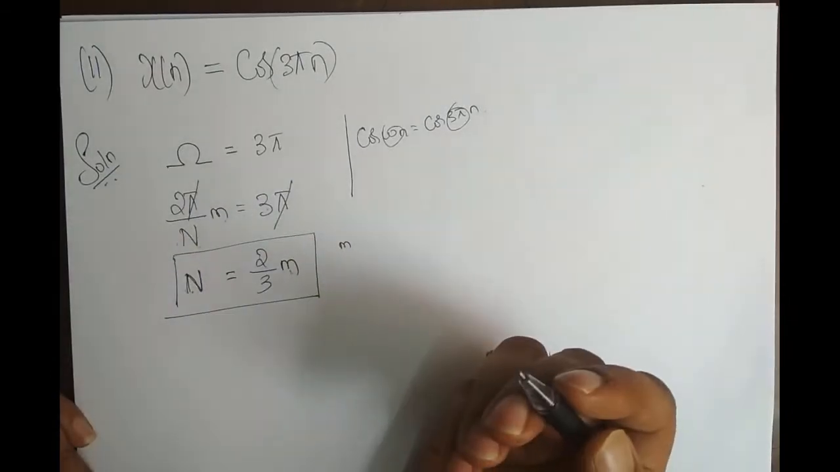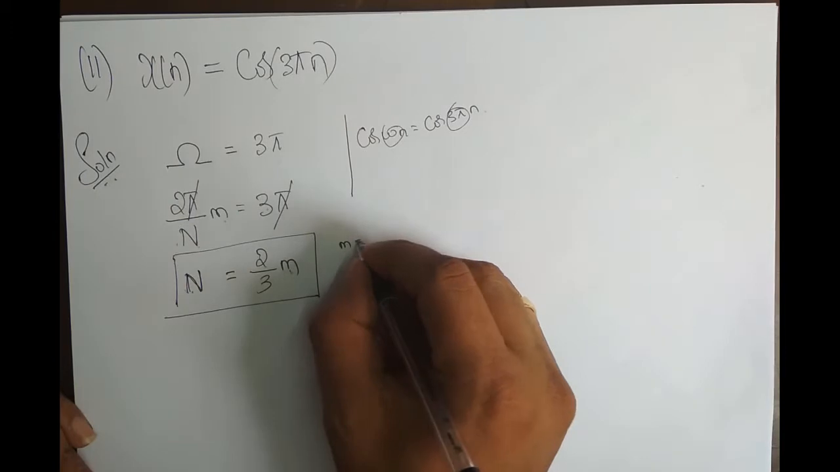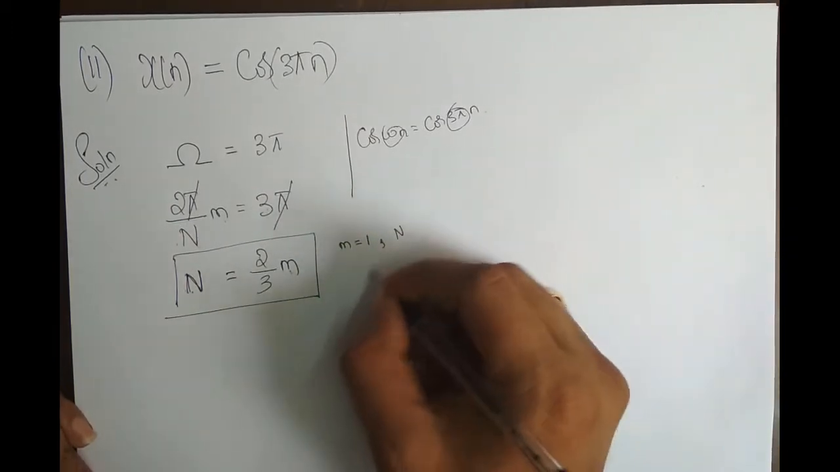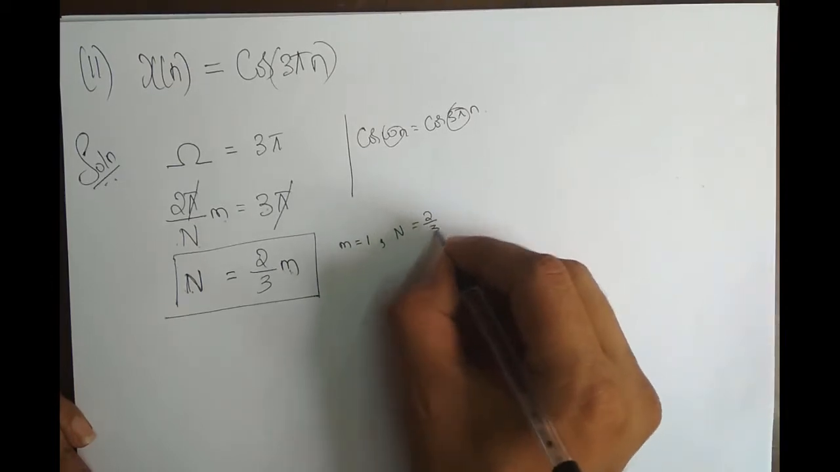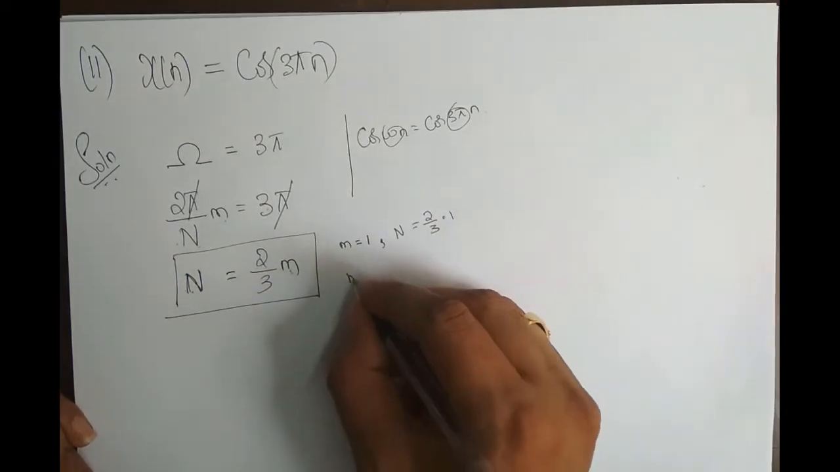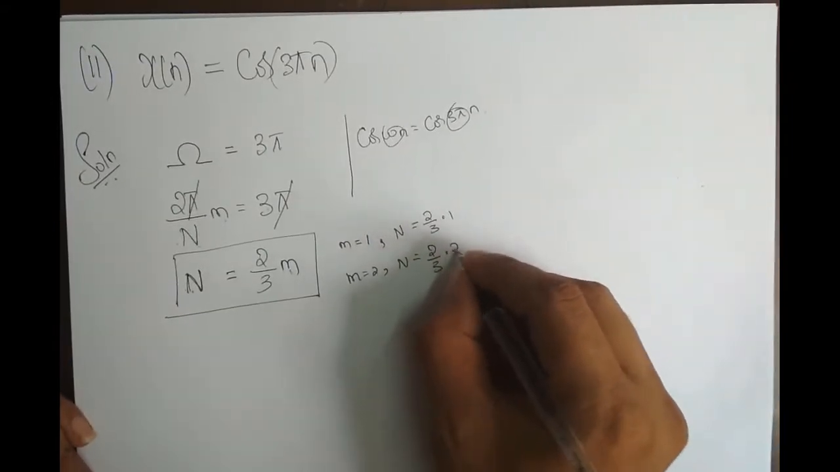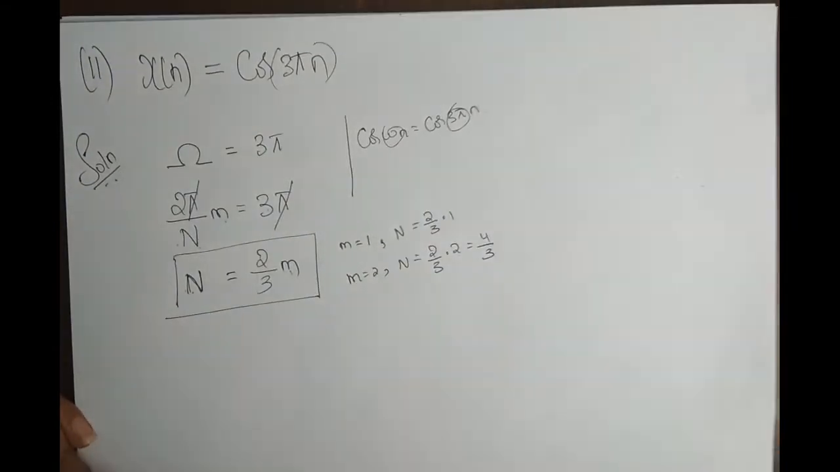A fundamental period of 0 samples does not make any sense, right? So I have to start from m equal to 1. Is capital N an integer? N is equal to 2 pi by 3 into 1. No, it's a fraction. For m equal to 2, capital N is equal to 2 pi by 3 into 2, which is equal to 4 by 3. This is also a fraction.